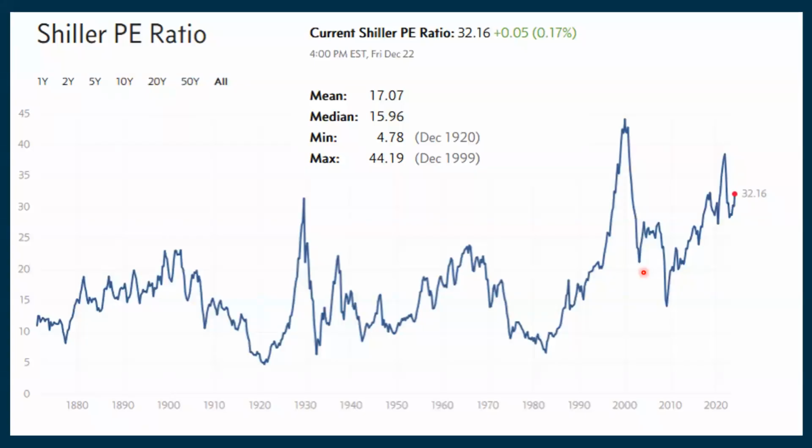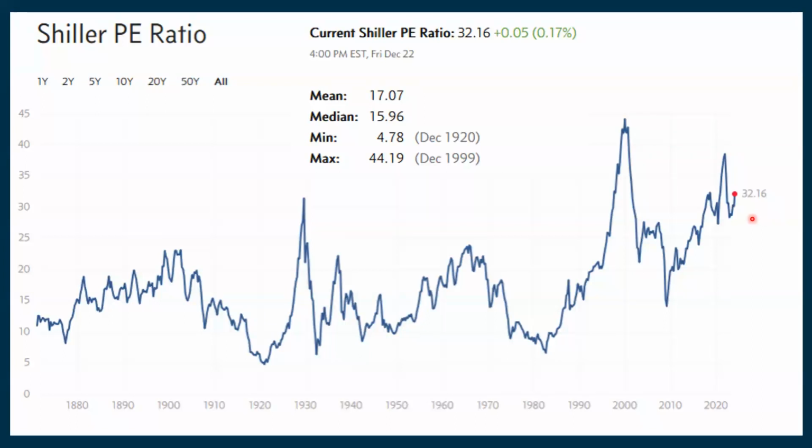We also can look at another way of analyzing this through a thing called the Shiller PE ratio. You may also hear that referred to as CAPE, C-A-P-E. This looks at an average over a period of time, and it was developed by Robert Shiller. Right now, we're getting a reading of 32.16.